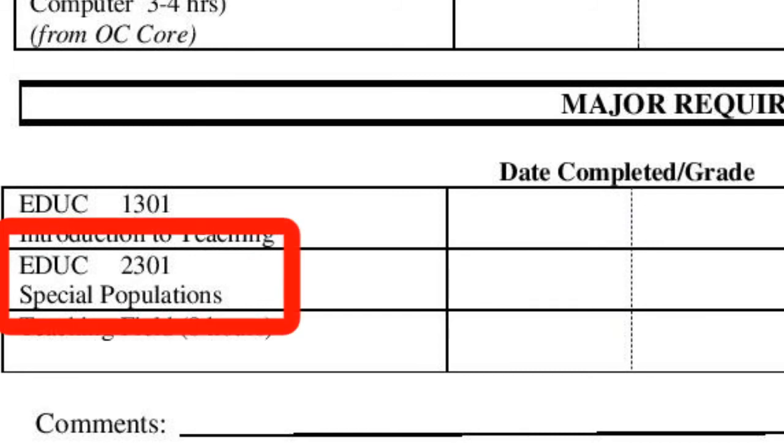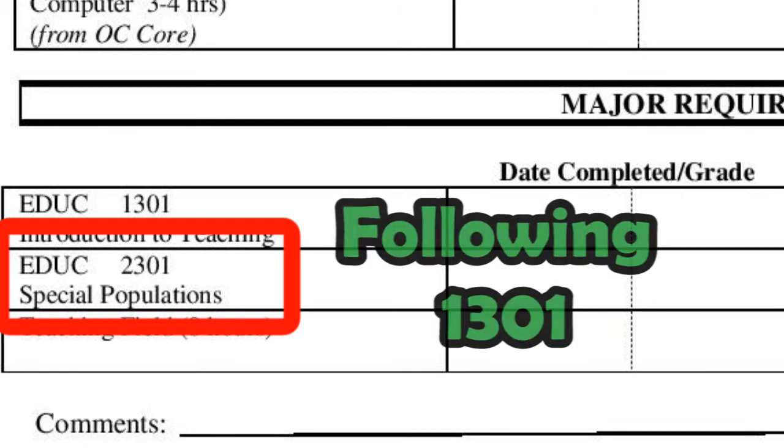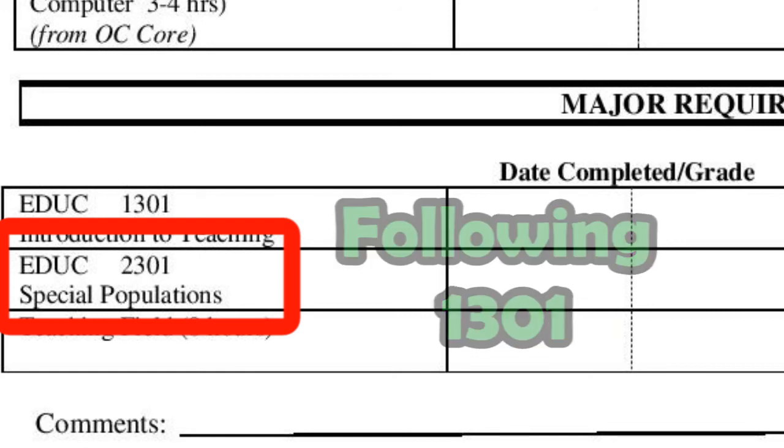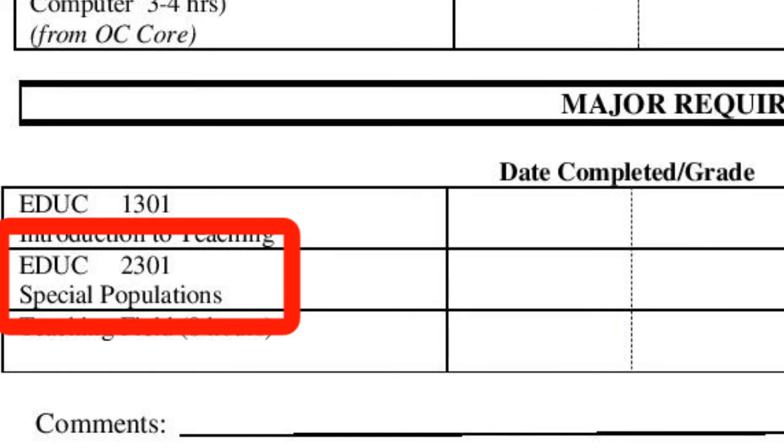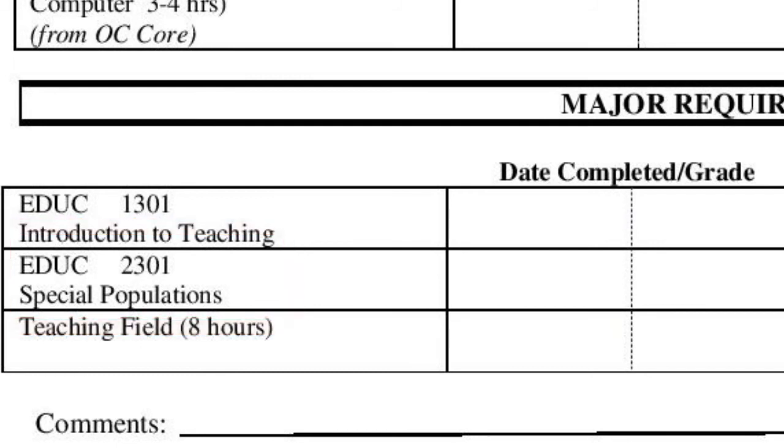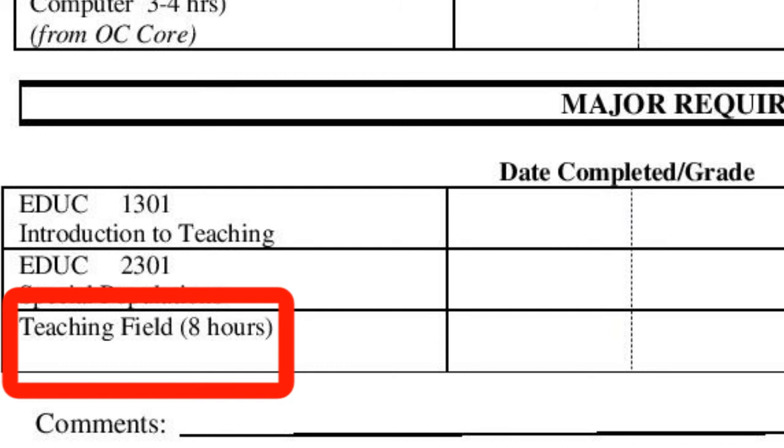The second education class, Education 2301 Special Populations, should be taken the very next semester after completing the 1301 education class. This class is an exceptional class that looks at special education. Because no matter what subject or level you teach, you will always have special needs children in your classes. The last requirement for your AAT all-level art degree is 8 hours in your teaching field.